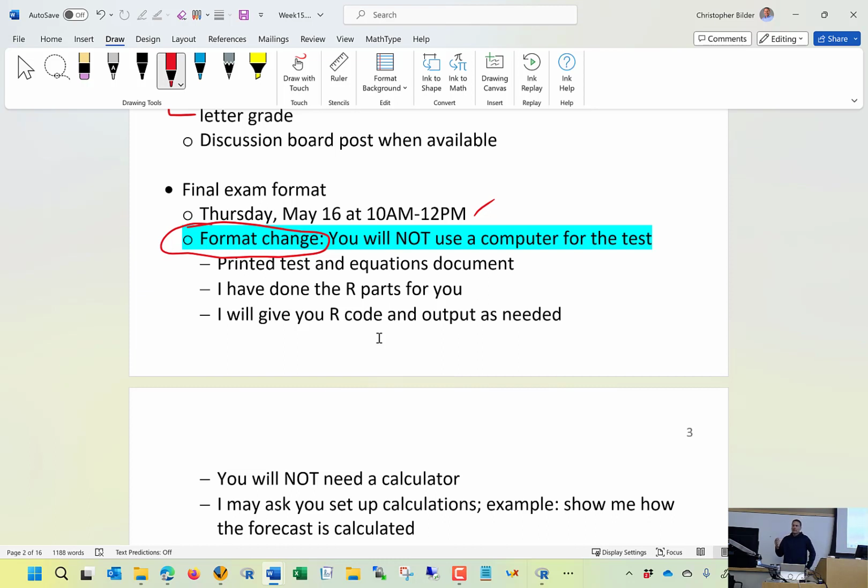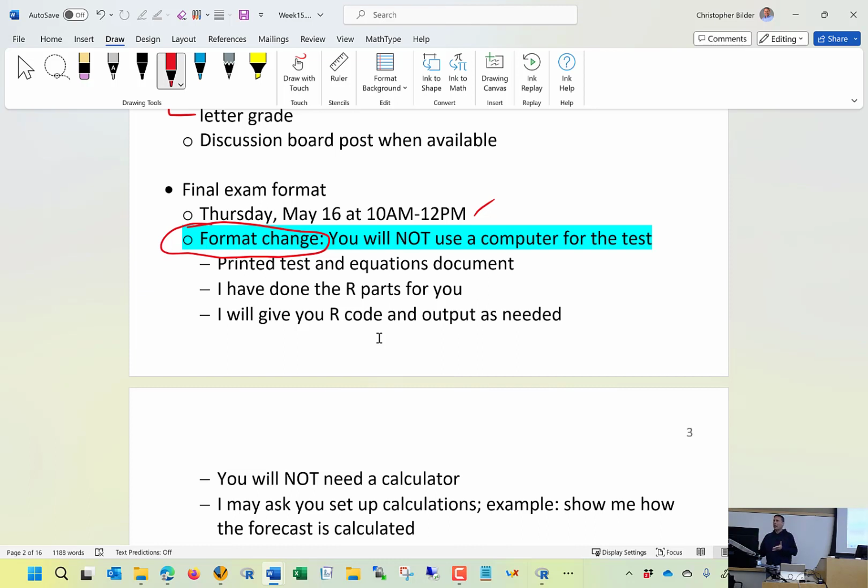So what that will mean then is when it's 10 a.m. on Thursday, May 16th, I will pass out a paper copy of the tests. I will pass out a paper copy of all those equations that were available to you as well on the graded webpage. I will pass out a paper copy of our code and output that I've generated corresponding to the problems on the tests.